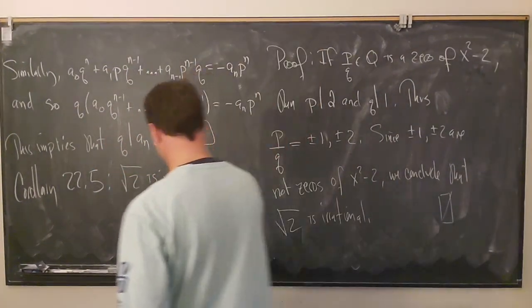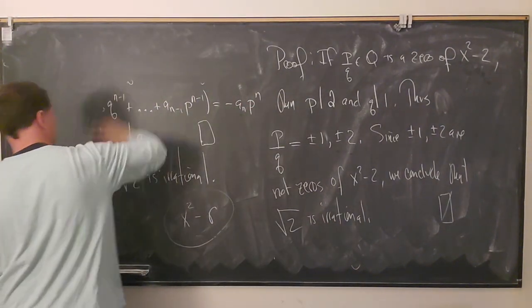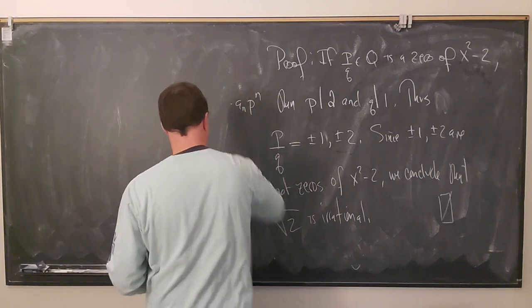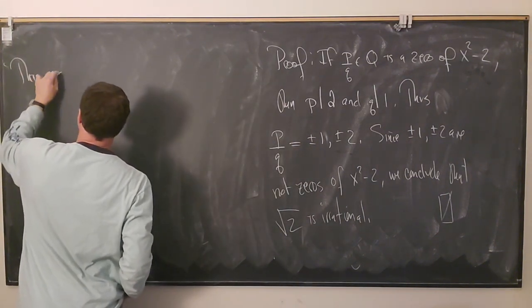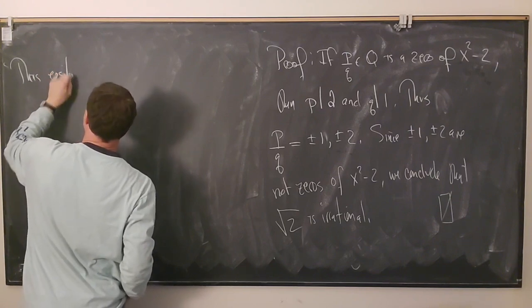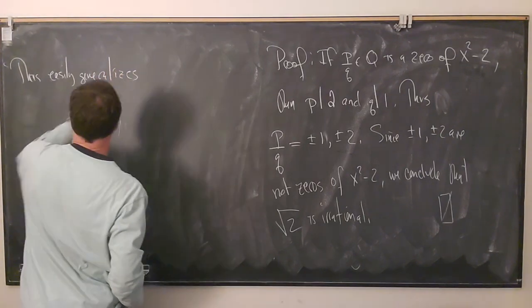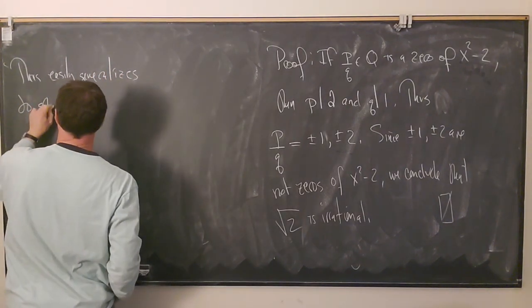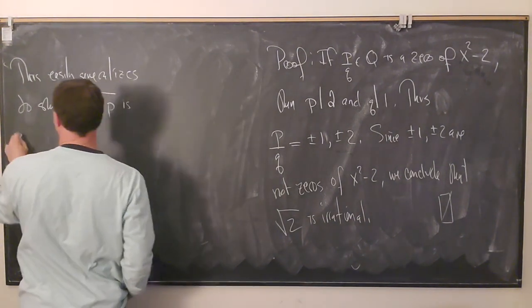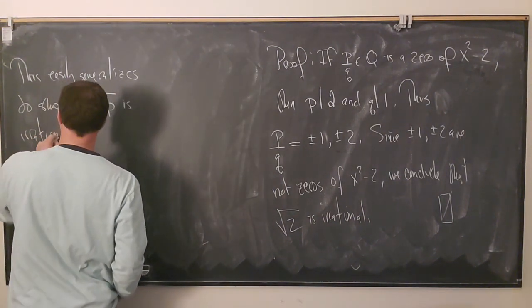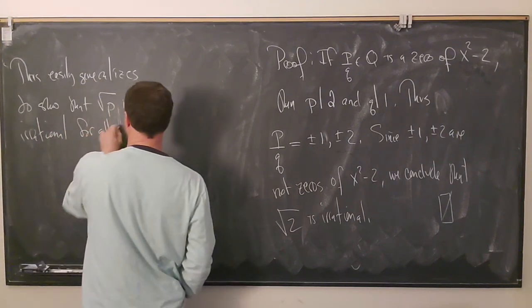All right, in fact, let's write that down. So this easily generalizes to show that the square root of p is irrational for all primes p.